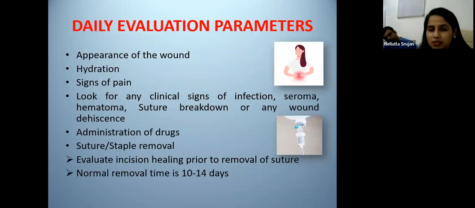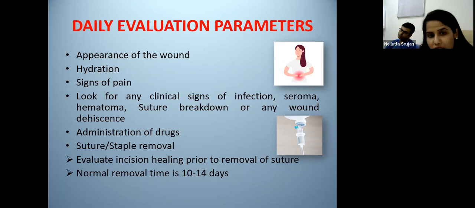So when a patient is in the ward setup or in the ICU setup, there are some parameters we need to observe and monitor daily. That is why the first important sign is the pain score. We have to check what type of pain the patient is undergoing, whether it is a mild pain, a moderate pain or a severe pain.